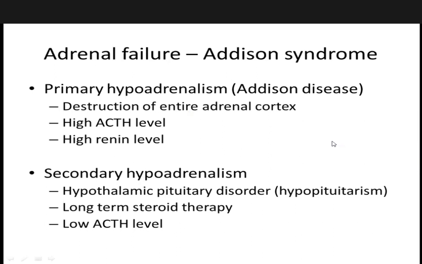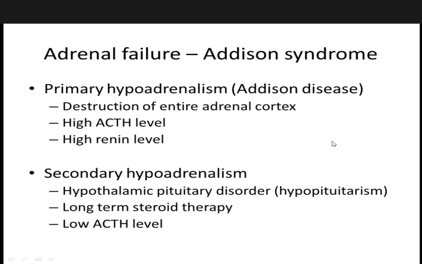So the adrenal failure can be either primary or secondary. In primary adrenal failure, there's something wrong with the gland itself, right? So usually it is due to destruction of the entire adrenal cortex, right? And they will have high ACTH levels because the serum cortisol is quite low. In addition, they will have high serum renin levels.